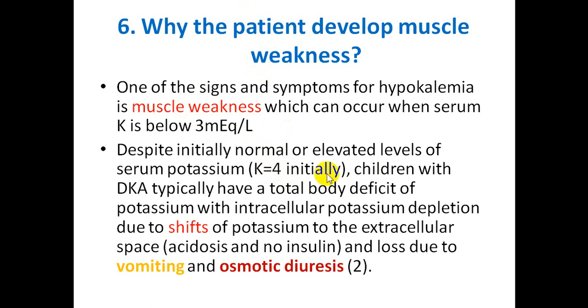Actually, children with DKA have a total body deficit of potassium, but a normal level. This normal level is due to the absence of insulin and to acidosis, which shift the potassium into the blood, into the extracellular compartment. And again, the total body deficit of potassium results from vomiting and osmotic diuresis.